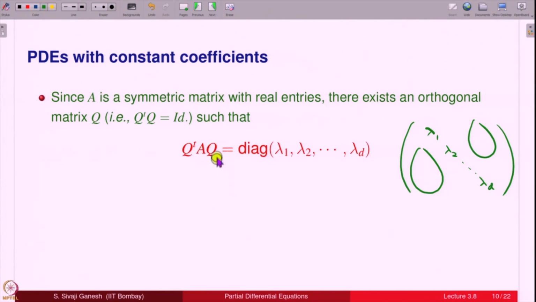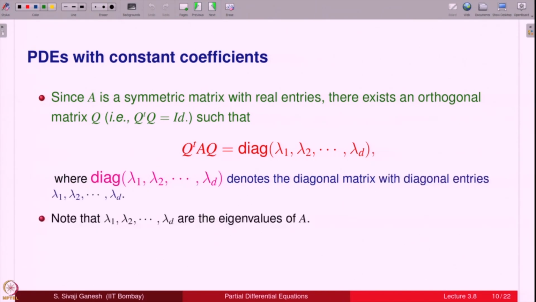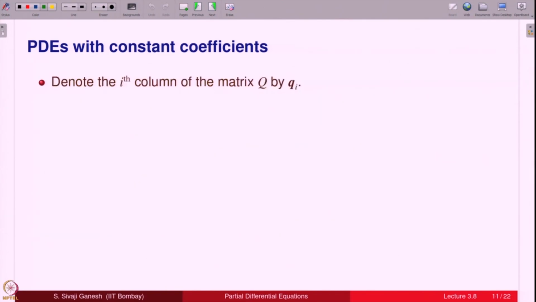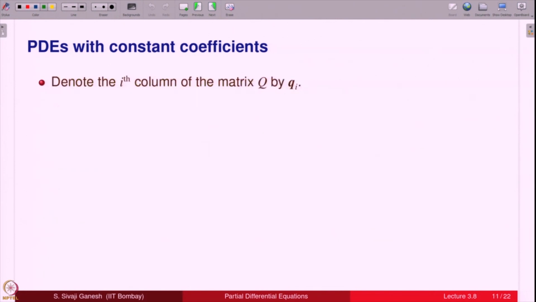How to get that Q? We know we have to put the columns of Q as eigenvectors of the matrix A, that is from linear algebra. So, lambda 1, lambda 2, up to lambda d are eigenvalues. All of them are real numbers because the matrix is symmetric. In general, for a matrix with real entries, an eigenvalue can be a complex number, but if the matrix is symmetric, eigenvalues must be real numbers.